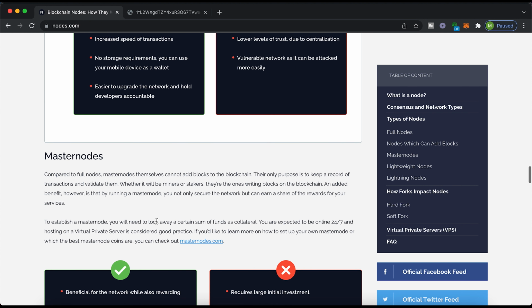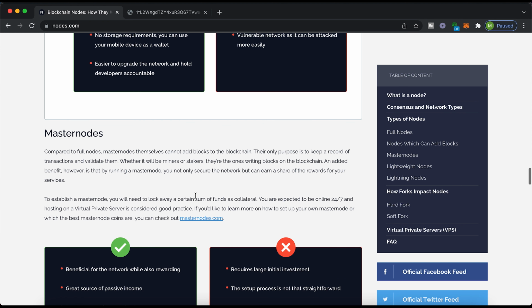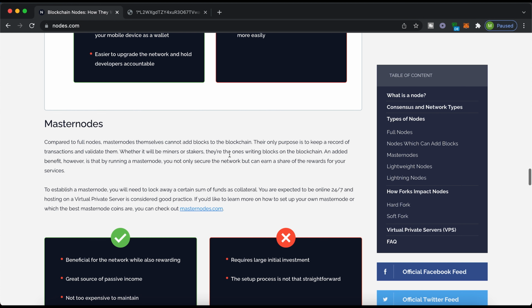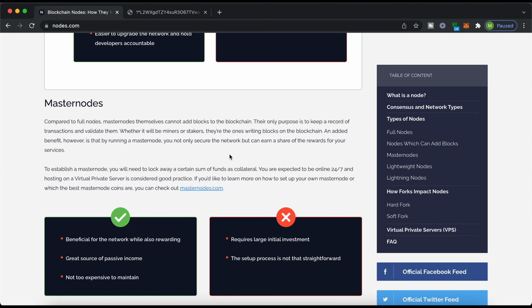To run a masternode, similar to the authority nodes, you have to lock away a certain amount of collateral, but you are also expected to be online 24/7 in order to do all the services that a masternode entails.